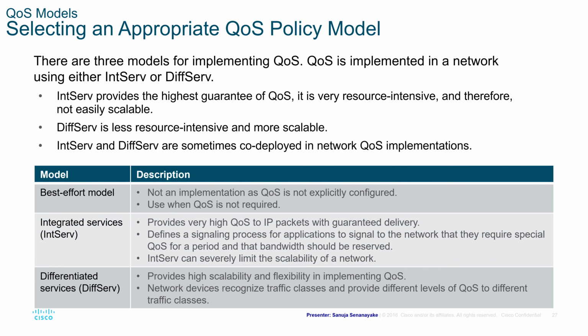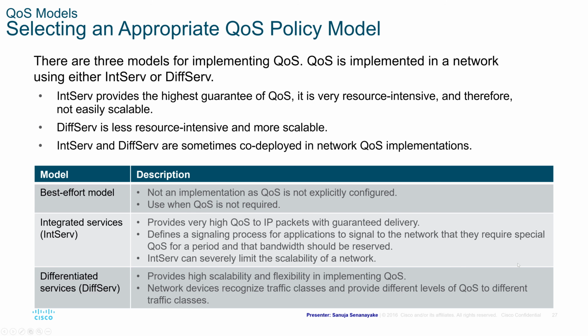Selecting an appropriate QoS policy model. There are 3 models for implementing QoS. QoS is implemented in a network using either IntServ or DiffServ. IntServ provides the highest guarantee of QoS. It is very resource intensive and therefore not easily scalable, however. DiffServ is less resource intensive, however, it is more scalable. IntServ and DiffServ are sometimes co-deployed in network QoS implementation. So those are the key things that you should understand.